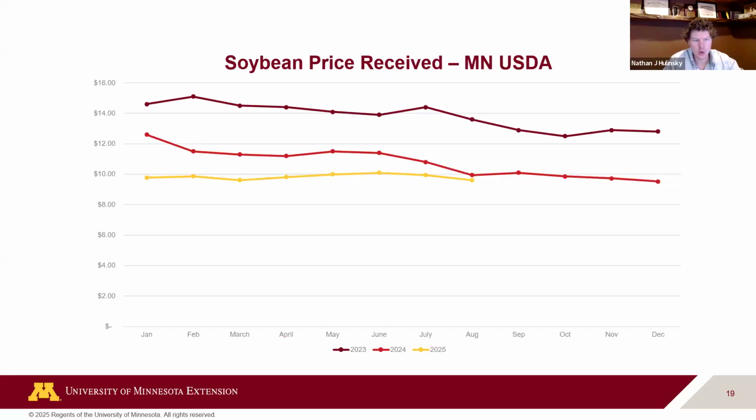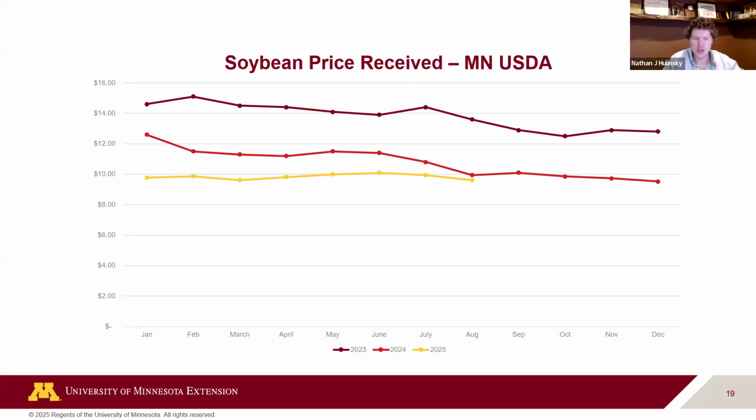Same data here on soybeans, and same story. 2023, we had $14 soybeans, right? Slowly dropped throughout the year. 2024, the bright red line, we started at $13 soybeans. We slowly dropped, ended the year at $10. 2025, hovering right around $10 soybeans.